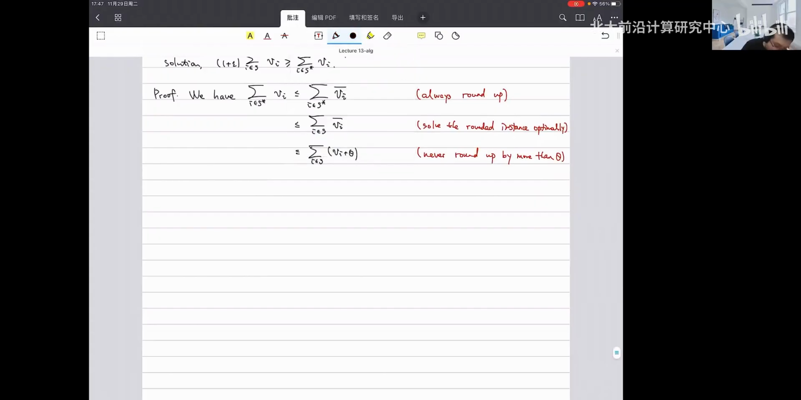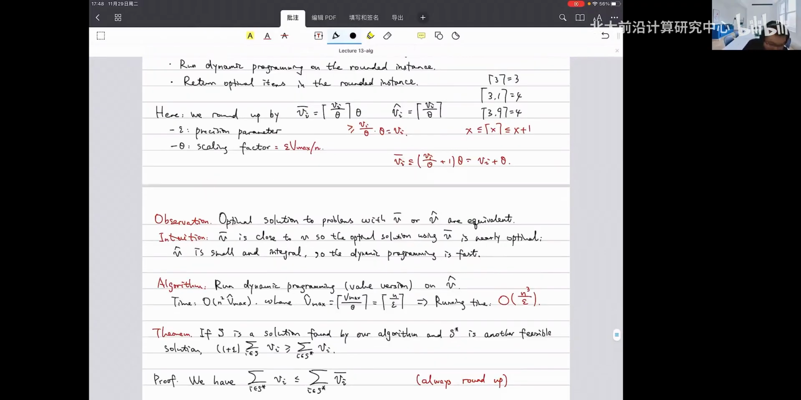After that, taking a close look at what this is, we are taking a summation over all the i from S, and there are at most n items. We know that this is going to be smaller than n theta plus the summation of V_i over i from S. This is due to the fact that the cardinality of S is at most n, and also due to our choice of theta. If you look back, I chose theta to be epsilon times V max over n.